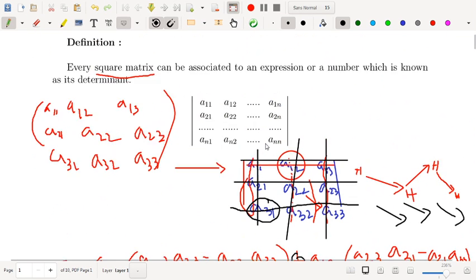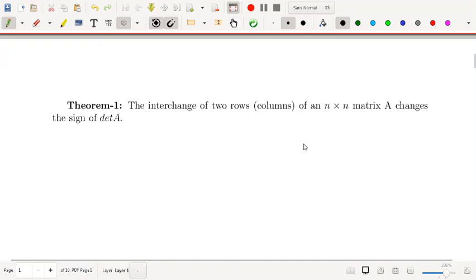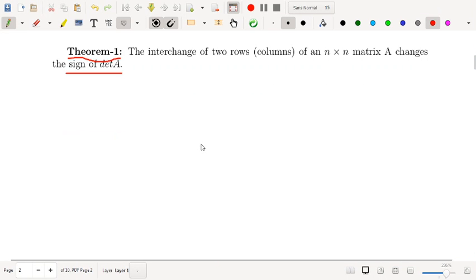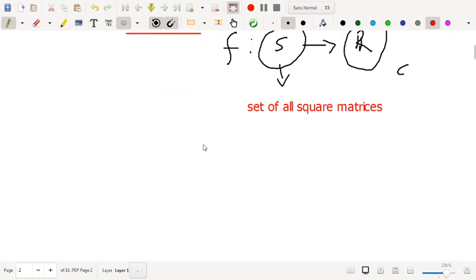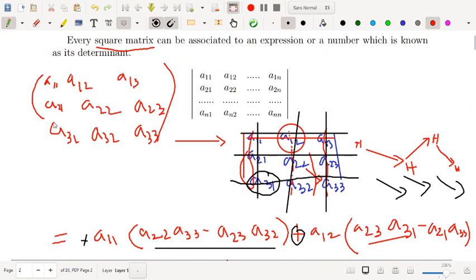Okay, clear? Okay, next I will state some properties, or you can say these are theorems. Maybe in your book it is stated as a theorem or properties. I will state it as a theorem. The interchange of 2 rows or columns of an n cross n matrix A changes the sign of det A. I will also explain that one. So, in that case, this is your A matrix. Suppose this is your A matrix.